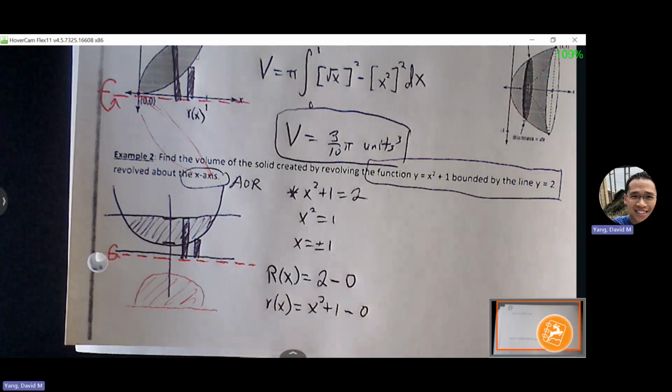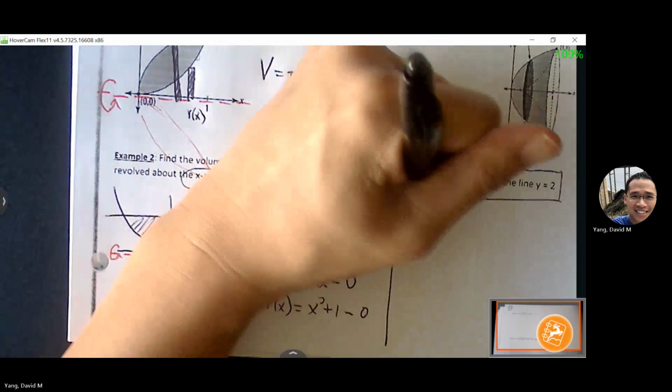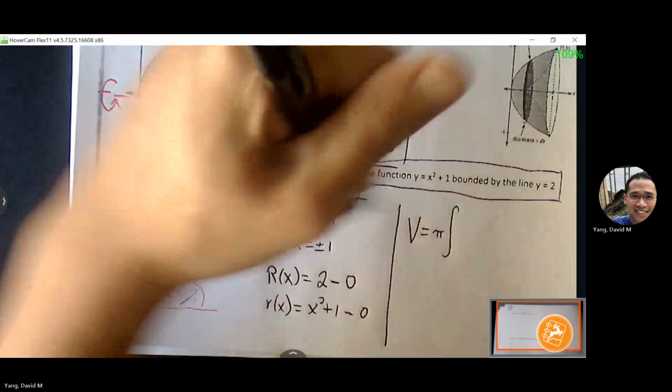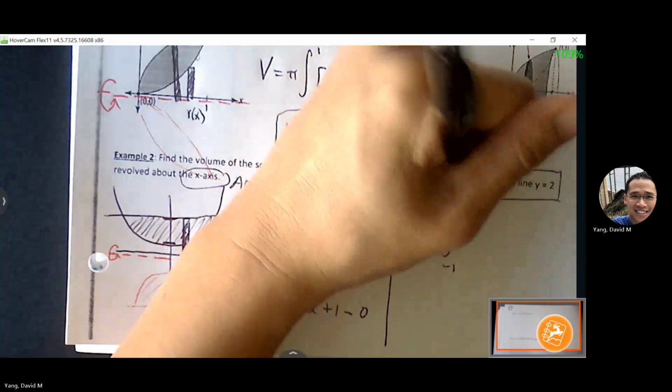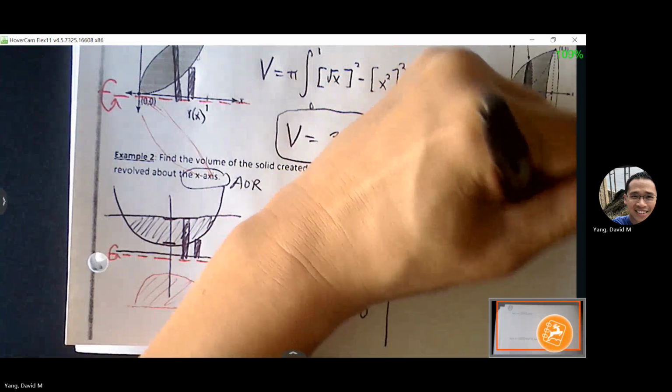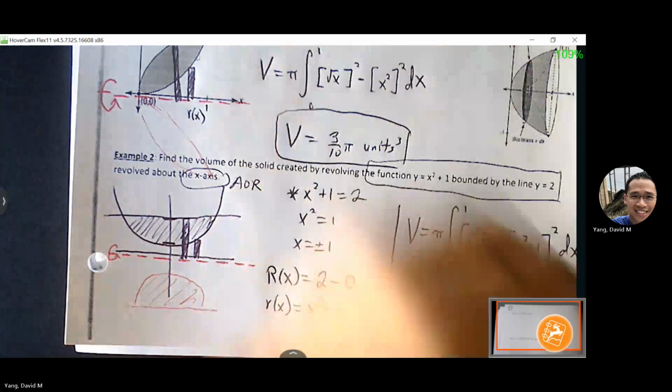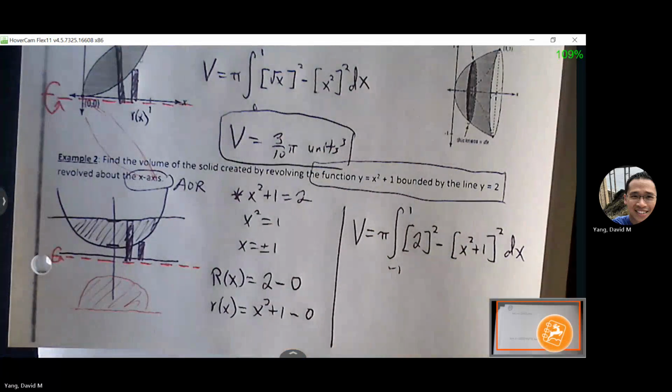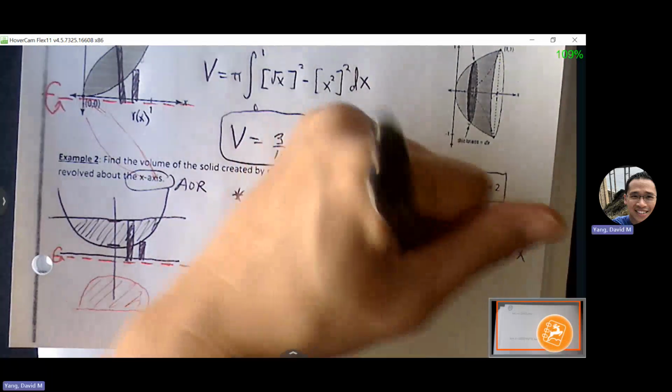Okay, so now it's easy, right? The hard part is, can you get the intersections? Can you get your little radius? Can you get your big radius? Because after that, as long as you know what the formula is, you're just putting it to the formula and making the calculator find the answer for you. And the rest is just calculator work.